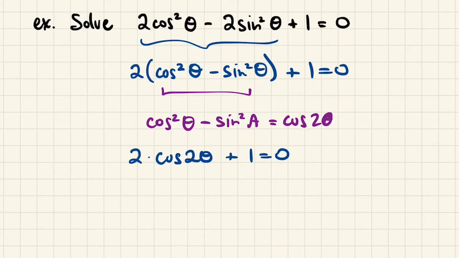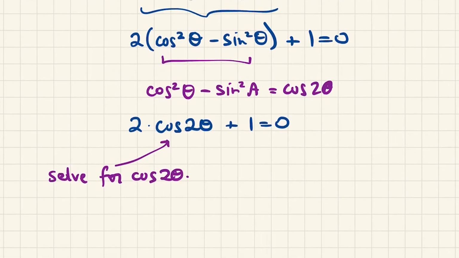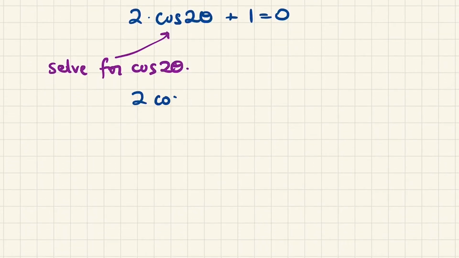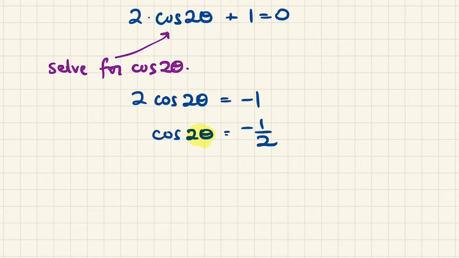And now we can just solve for cosine of 2 theta. So here we have 2 cosine of 2 theta is equal to -1. And so cosine of 2 theta is -1/2. Okay, again, we do have a double angle in here, but we're not going to worry about it until the end of this problem, like the last one.